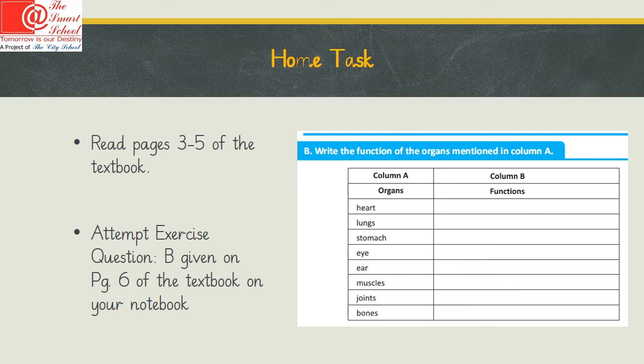Your home task is to read pages 3 and 5 of the textbook. Then you are going to attempt exercise question B given on page number 6 of the textbook in your notebook. This question will look like this, given on page 6 of the textbook.